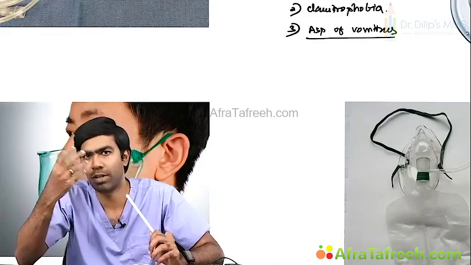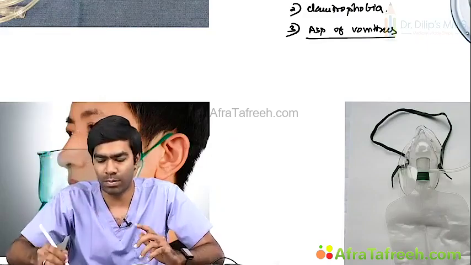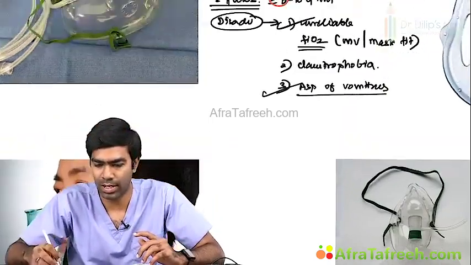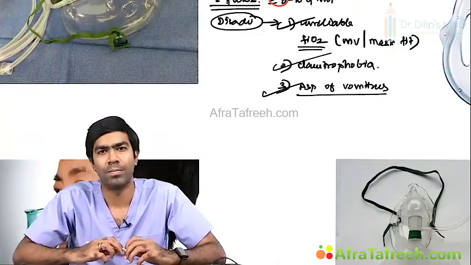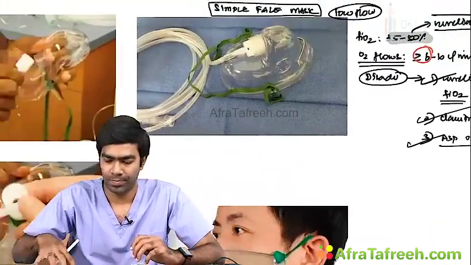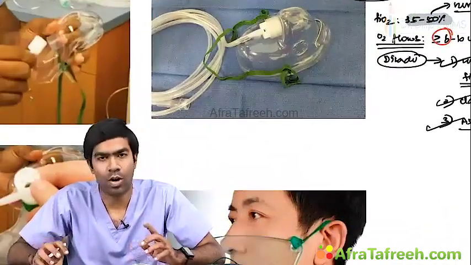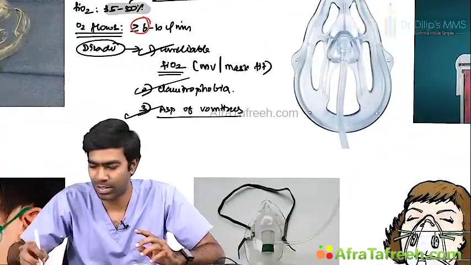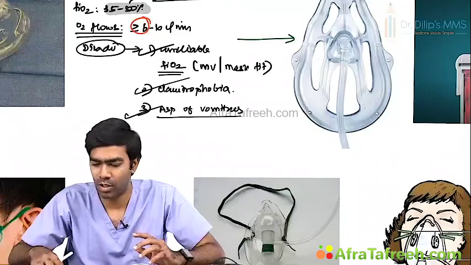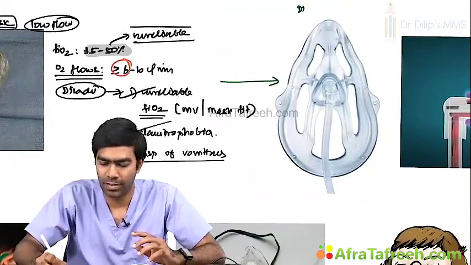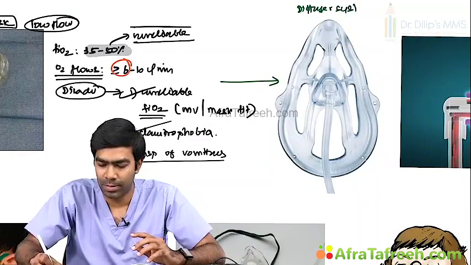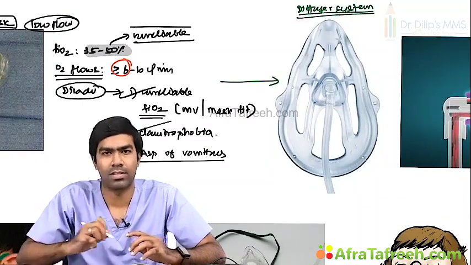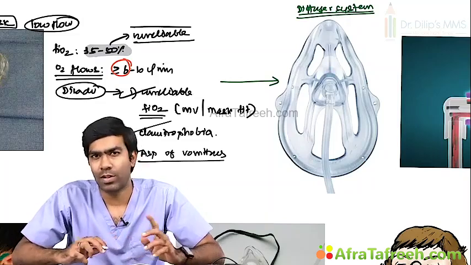So there are no sufficiently big openings at all. So that's one problem. These are the three problems, the three disadvantages of this simple face mask. And to combat these disadvantages, they have devised a specialized mask. This is called an Oxymask, a face mask with a diffuser system. These are specialized masks, and I'll tell you where you can use them.